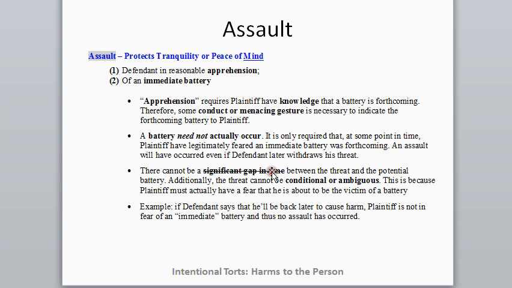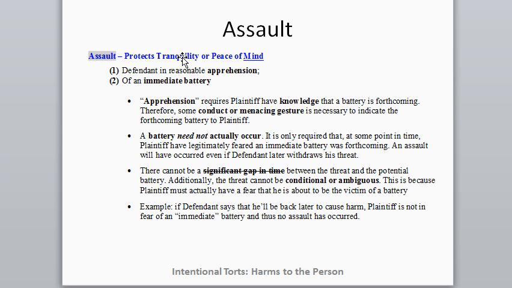Now, unlike battery, there cannot be a significant gap in time. Why? Because we're talking about apprehension of an immediate battery. Let me give an example. I'm walking down the street. Someone says to me, "I don't like you. I'm going to come to your house in 2 weeks and punch you." Well, yes, my peace of mind and tranquility are violated, but not to the same extent as if I thought he was going to punch me in the moment.